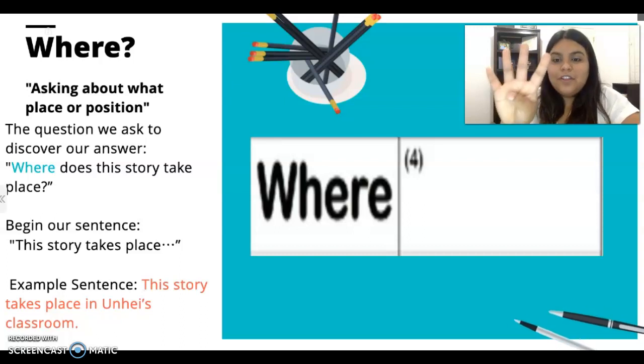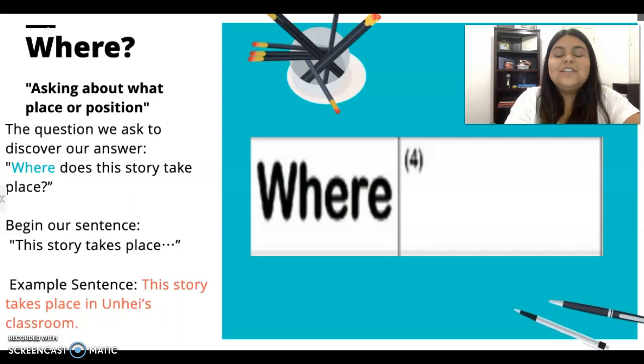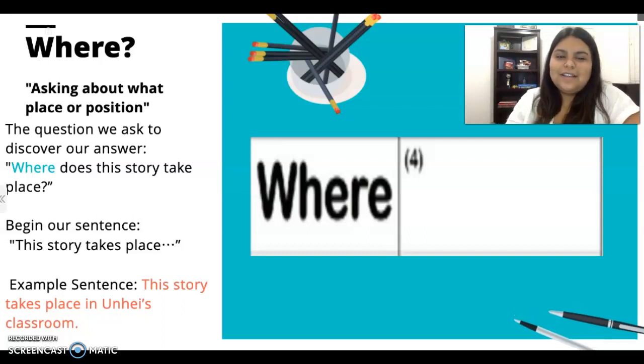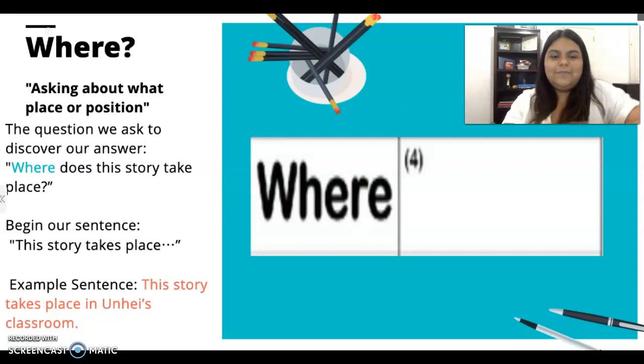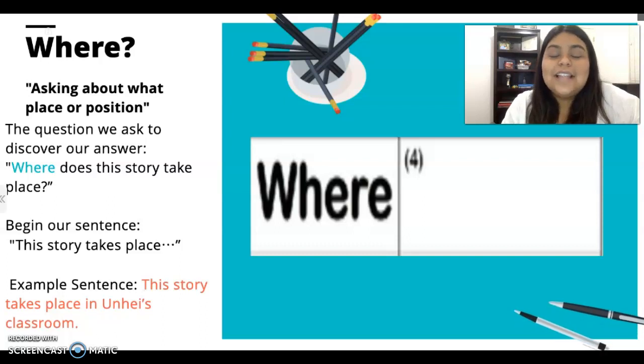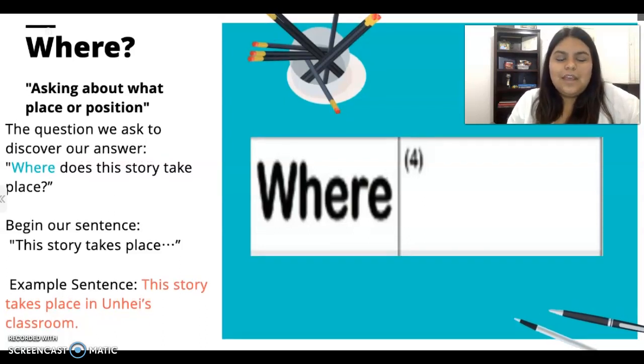And our fourth box that we'll be filling out today is our where. Our where will answer, asking about what place or position. The question we ask to discover our answer is, where does the story take place? We begin our sentence with, the story takes place, and my example sentence is, the story takes place in Eunhae's classroom. I think the author did an amazing job with all of their illustrations to really make the story come to life. Don't you agree?